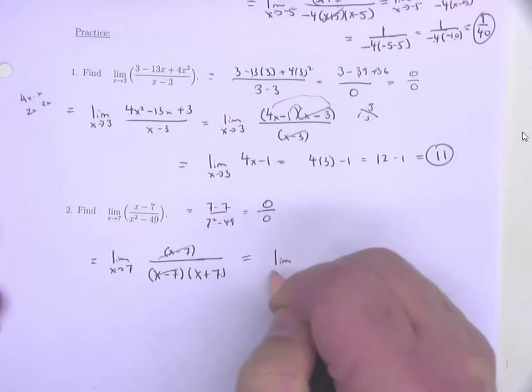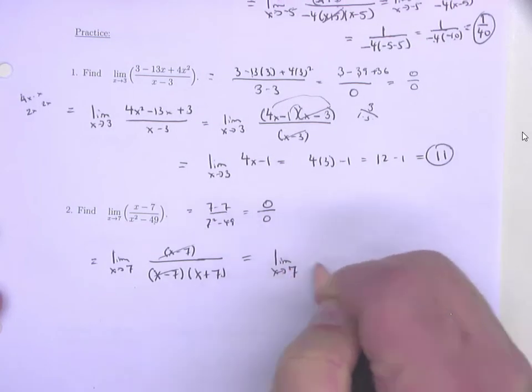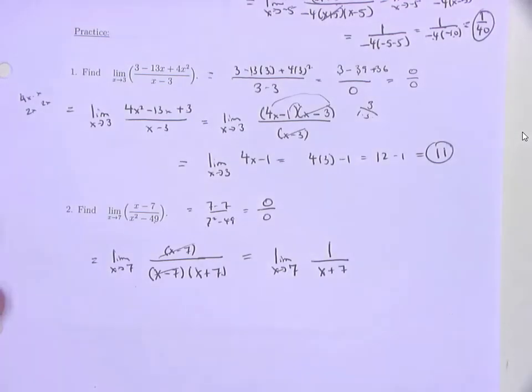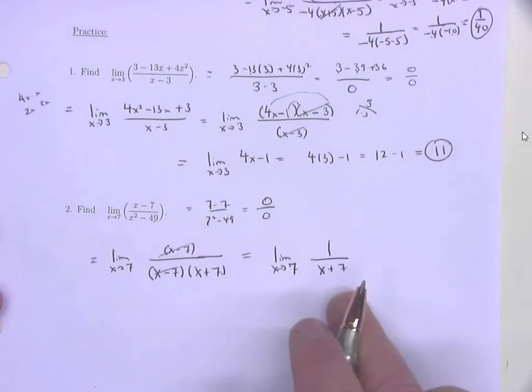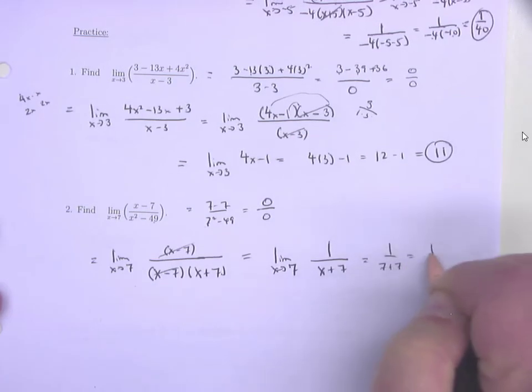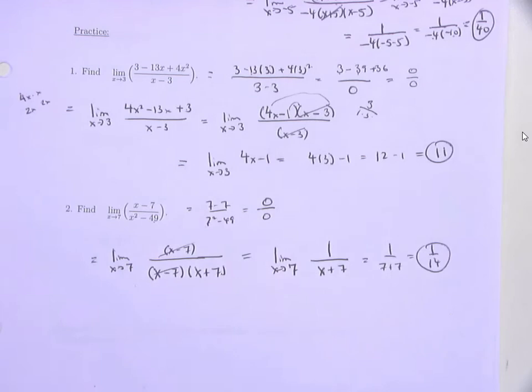Careful. What are you left with in the numerator? 1. When everybody cancels, you always have a 1 up there, and then the x plus 7 in the denominator. And now, once you clean them up, you plug in the number again, so it's 1 over 7 plus 7, and the answer is 1/14. Does that make sense?